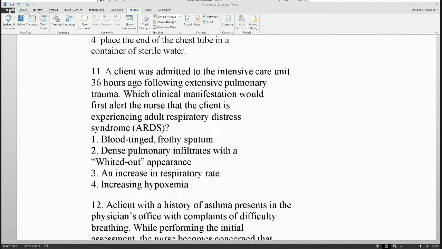A client was admitted to the ICU 36 hours ago following extensive pulmonary trauma. Which clinical manifestation would first alert the nurse the client is experiencing ARDS? Three. There you go. Adult respiratory distress syndrome develops within 24 to 48 hours following a catastrophic event with no pulmonary disease previously. Tachypnea and dyspnea are the first clinical manifestations of ARDS.